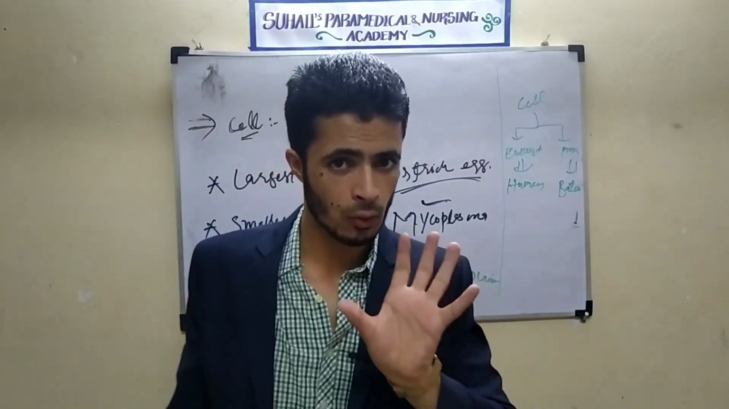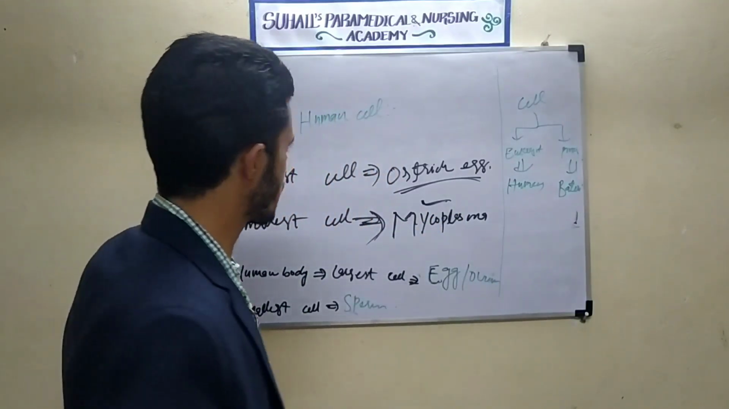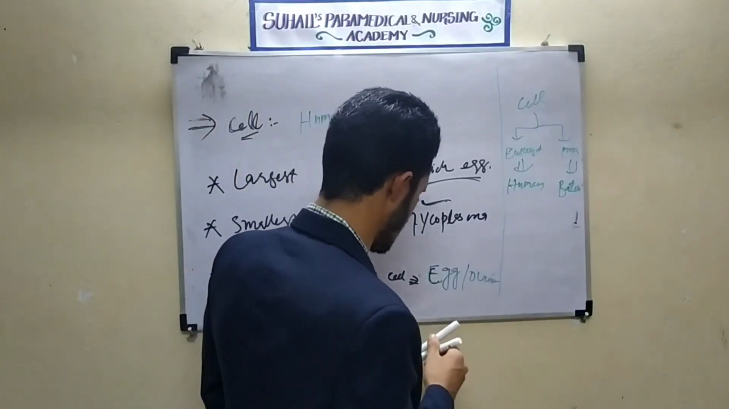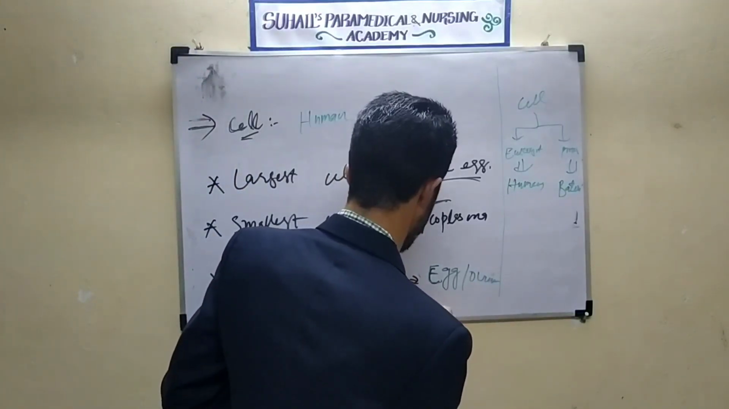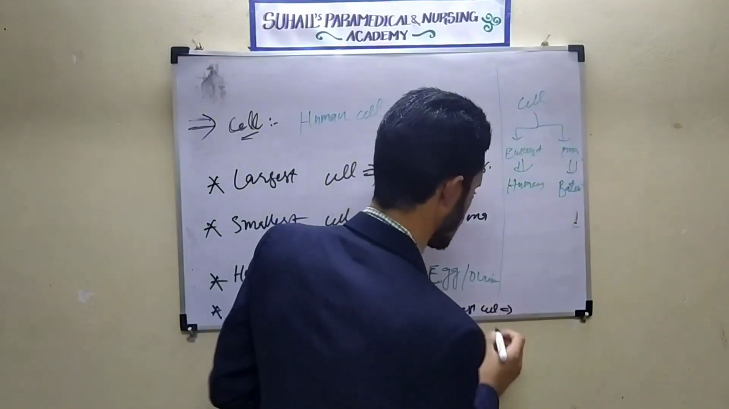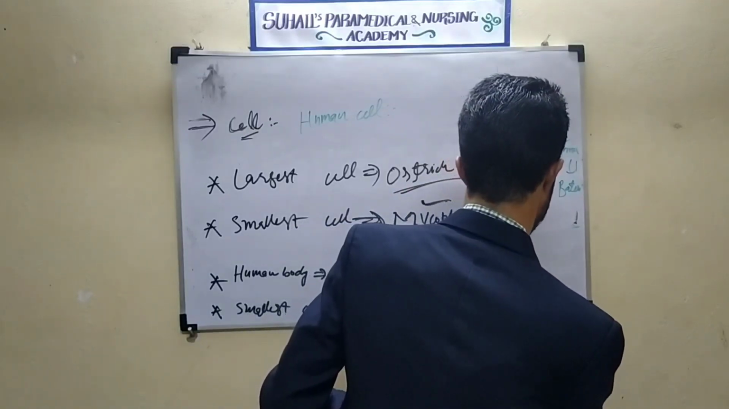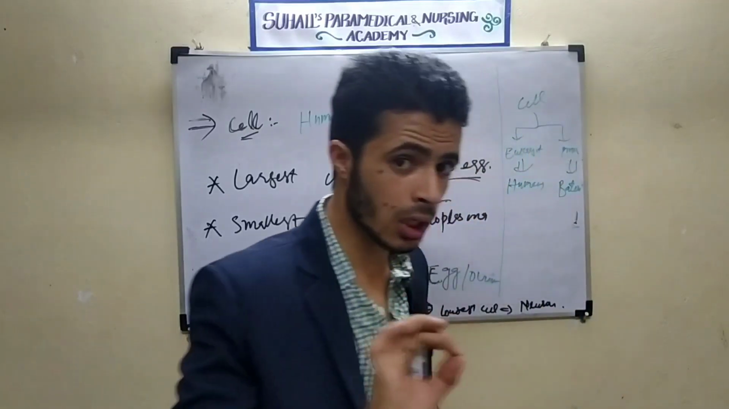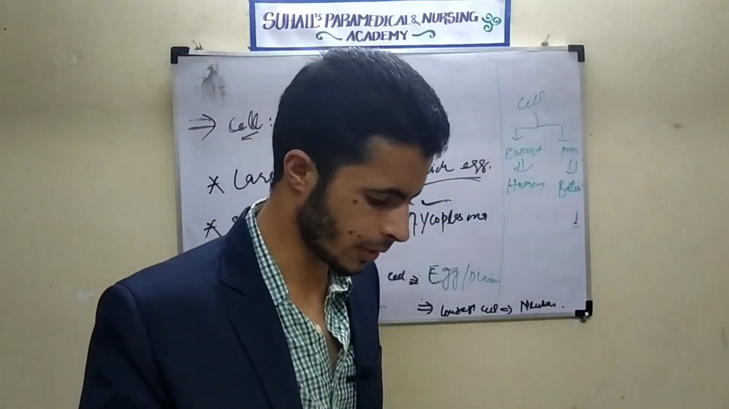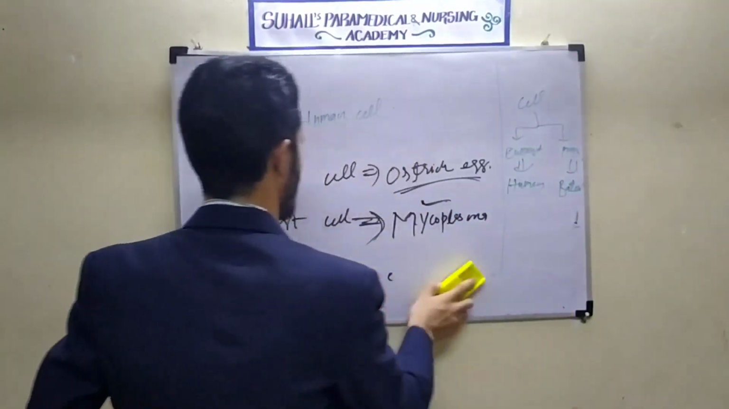If the question is asked which is the longest cell in the human body, the longest cell in the human body is the neuron. Neuron is not the largest cell. Remember this, it is the longest cell in the human body. This was one more point that I told about the introduction of the cell.